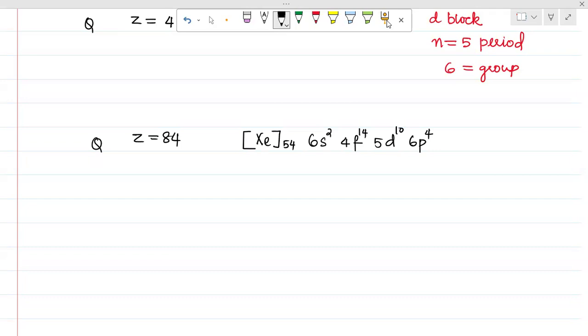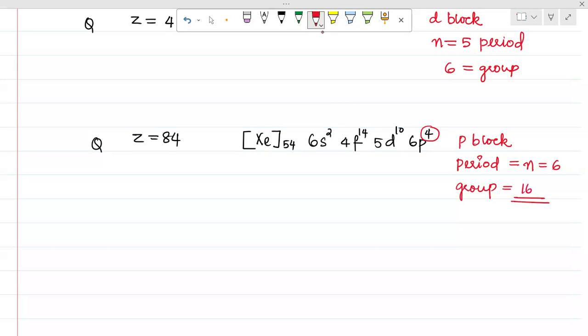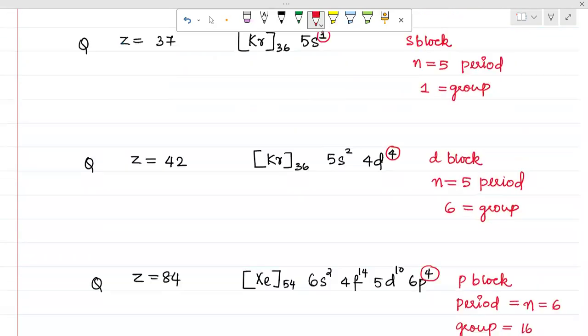This is the configuration. The last electron has entered the p subshell and hence it belongs to p block. Period: the largest principal quantum number over here is 6, so 6th period. And group, if it is P, you have to add 12 to the number of electrons which are present. So 12 plus 4, 16. Group 16. Okay, so this is the way you will do. Easy, na?